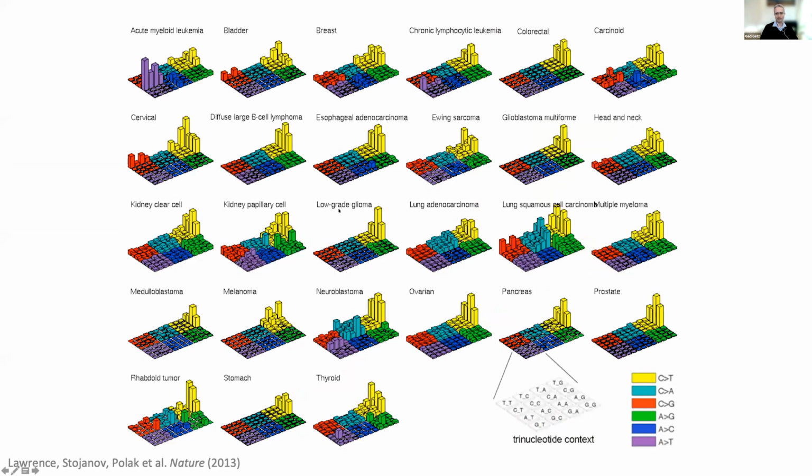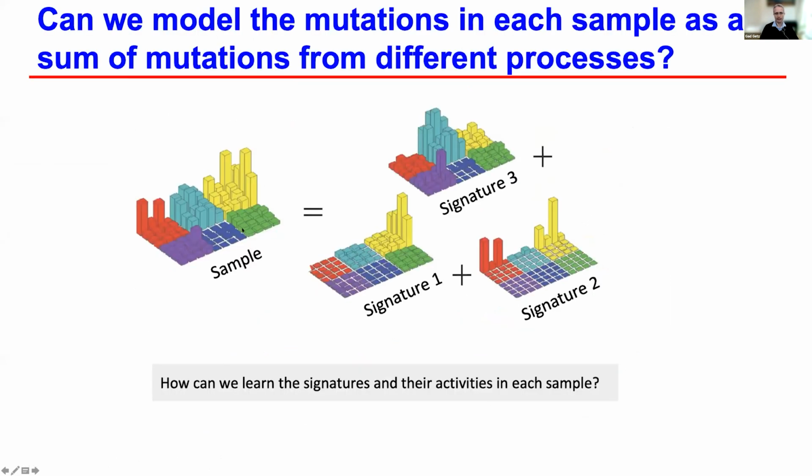So when we looked in cancer, early on, in different cancer types, we already noticed that there are some patterns that are similar in different cancers, but are not in other cancers, and they're at different levels of activity in different cancer types. So then we came up with this model: can we represent the mutations we see in a sample as a sum of different signatures, and can we learn those signatures from the data?